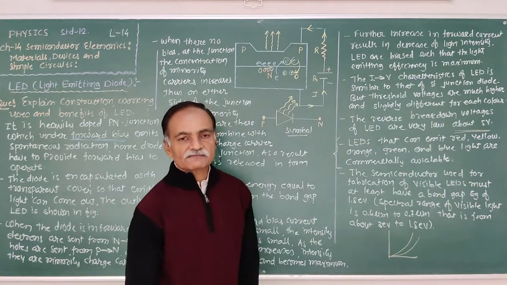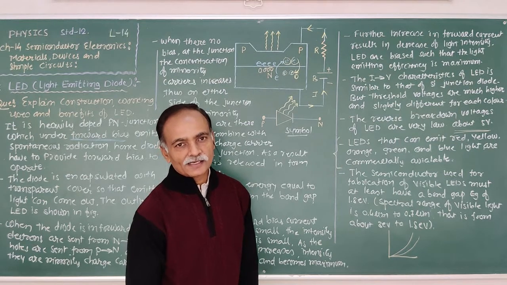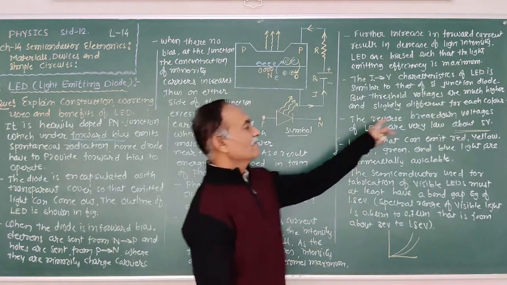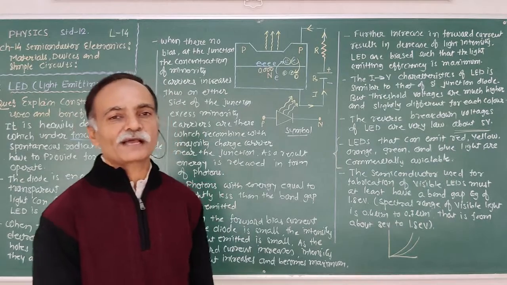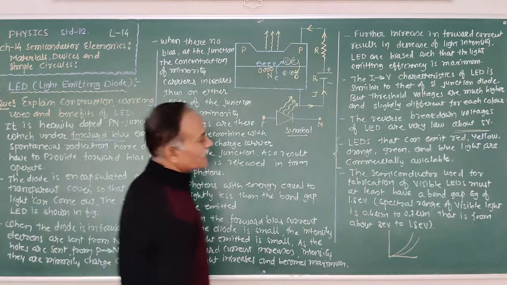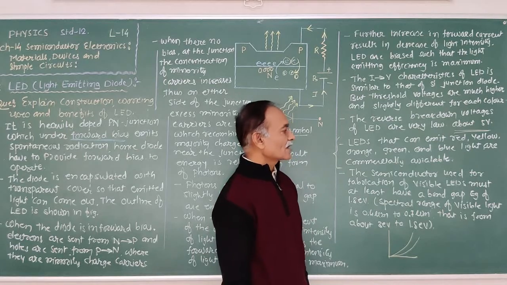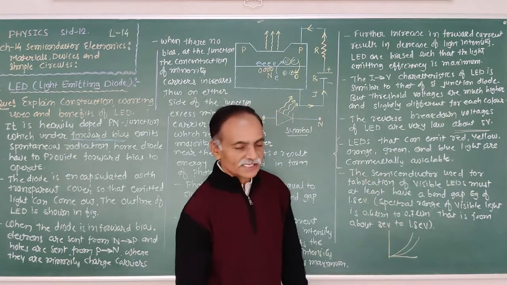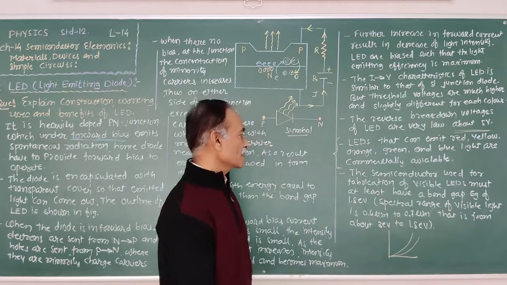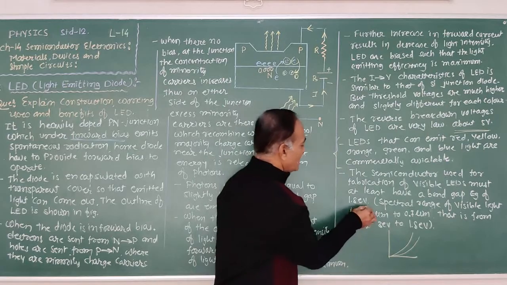Actually the reverse bias voltage is a negative voltage, therefore minus 5 volt is small. Actually 5 volt is a very large voltage, but here the reverse breakdown voltage of the LED is very low, that means minus 5 volt. LEDs that can emit red, yellow, orange, green and blue light are commercially available. The semiconductor used for fabrication of a visible LED must at least have a band gap Eg of 1.8 electron volt.